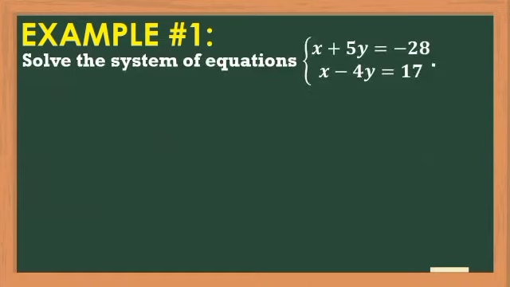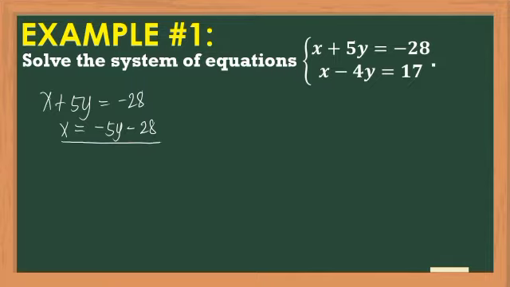Solve the system of equations x plus 5y is equal to negative 28 and x minus 4y is equal to 17. Yung una nating step, isulat lang natin yung first equation: x plus 5y equals negative 28. And then, i-express natin yung x in terms of y. Magiging ganito siya: x equals negative 5y minus 28. Bakit naging negative 5y? It's because nilipat natin sa right side.